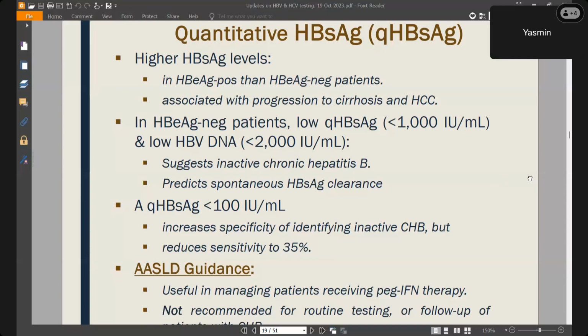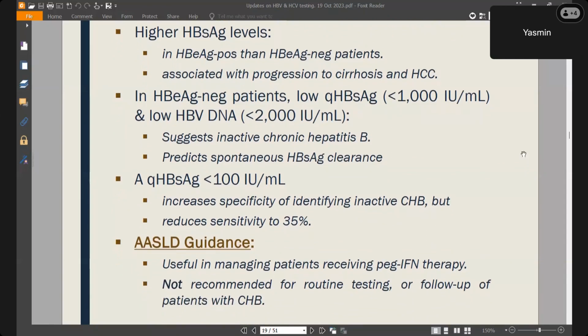All right. Now, if you have a test kit that's able to detect levels even down to 100, in other words, if you have a qHBsAg of less than 100, that actually allows you to speculate that, you know, it kind of confirms, all right, you have got inactive chronic hepatitis B. All right. But at the same time, when you have that much lower level, it actually reduces sensitivity to 35%. So there is a catch-22 with regards to that.